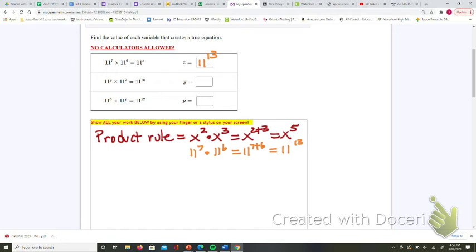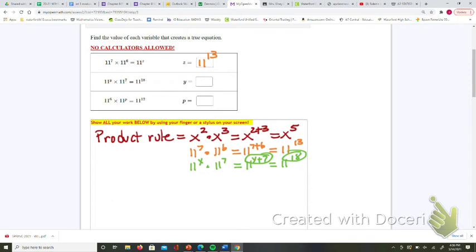Okay, now, number 2, this one's a little tricky. So if you look at it, it's 11 to the y times 11 to the 7th equals 11 to the y plus 7, and it equals 11 to the 18. Wow, okay, now what? What do we do here? Well, we're supposed to figure out what y is. So if you look, your exponent is y plus 7 and your exponent is 18, and we know that they have to be equal because of this property.